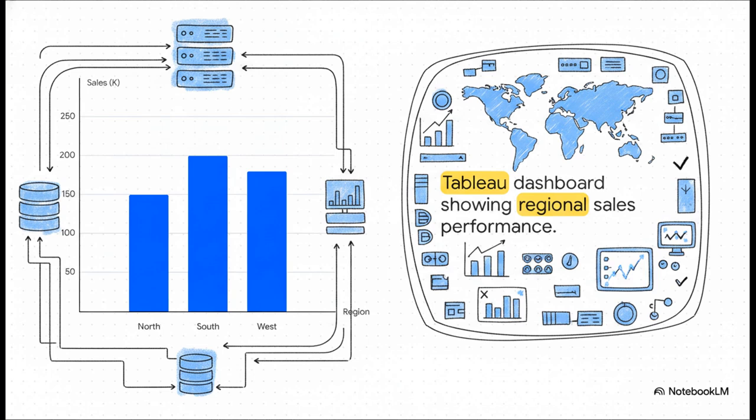By using powerful BI tools like Tableau or Power BI, data analysts build interactive executive dashboards. These control rooms translate millions of rows of data into clear key performance indicators, instantly revealing if, say, a specific region is crushing its sales targets or falling behind.